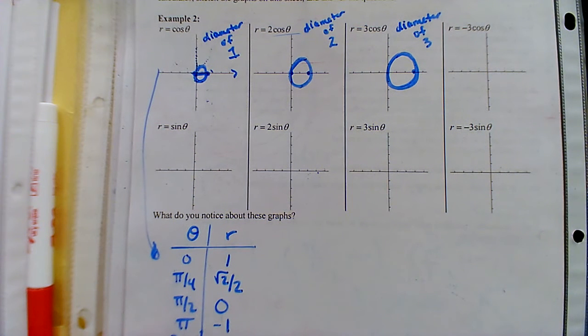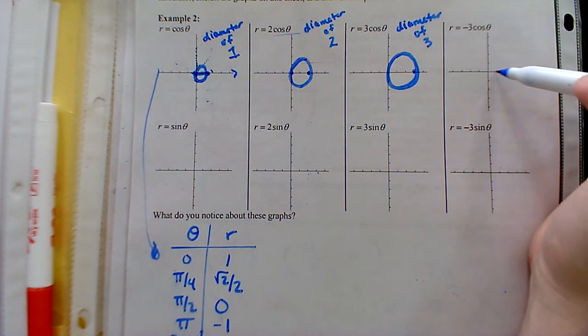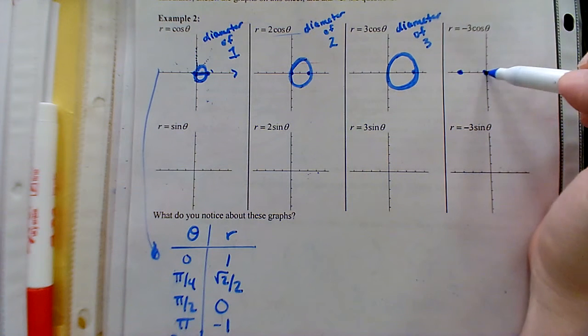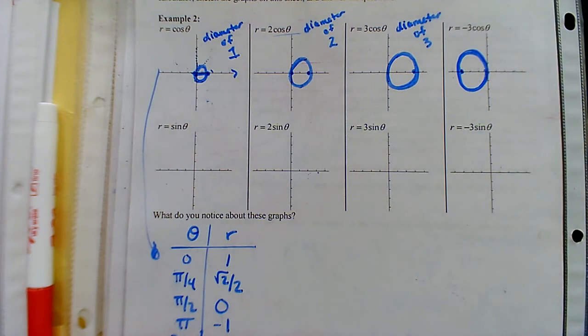What about the last one? So instead of having a radius of 3 to the right, we're going to have that r value of 3 to the left, -3. Good.